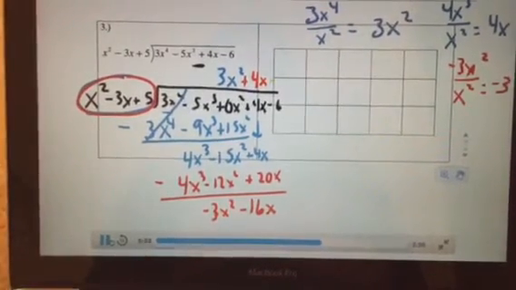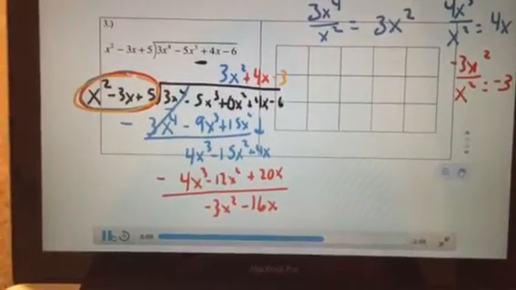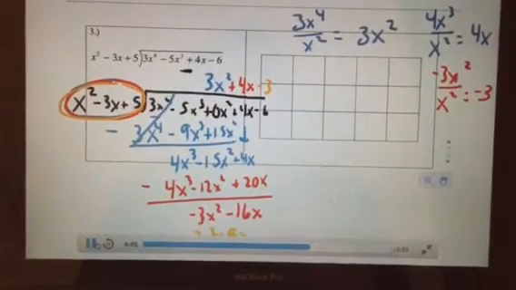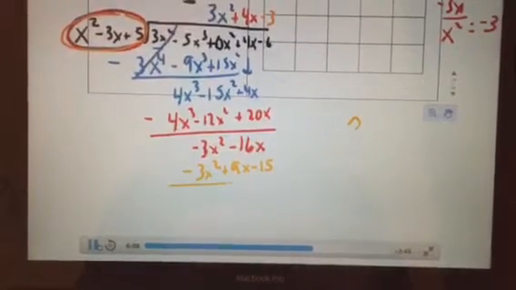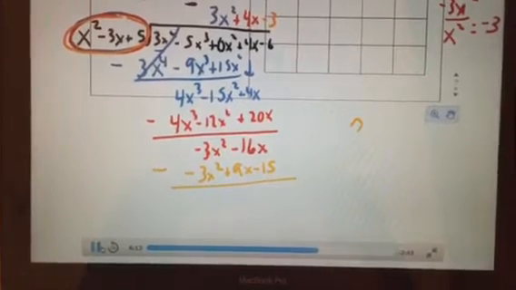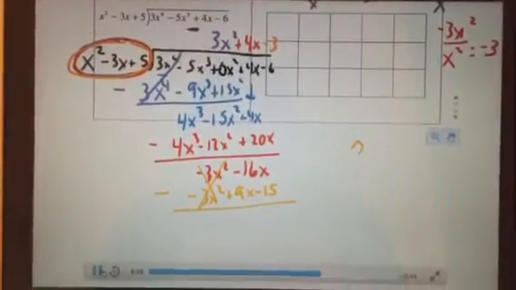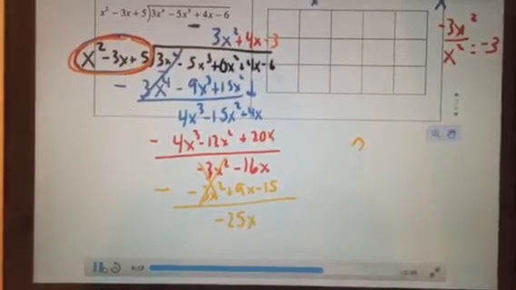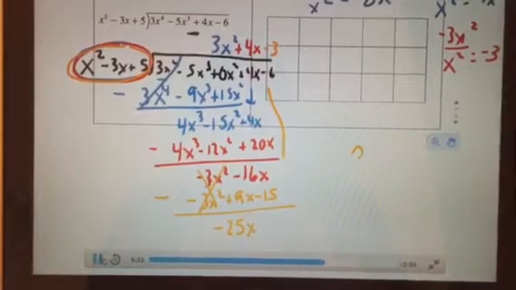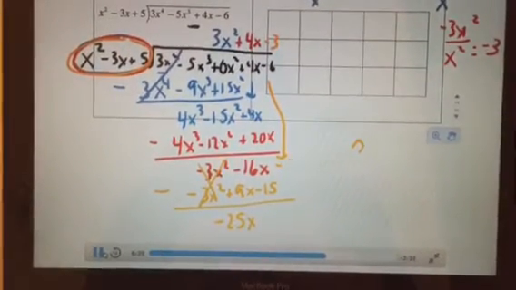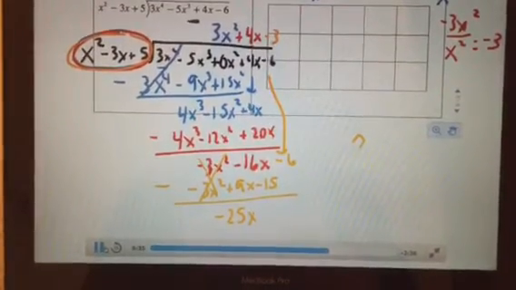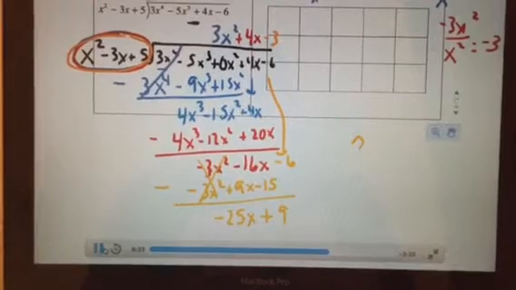So I put minus 3 up top. I take that times my entire divisor. I use the distributive property to get negative 3x squared plus 9x minus 15. Subtract. Negative 3 take away negative 3 is really negative 3 plus 3, which is 0. Negative 16 take away 9 is negative 25x. And I'd forgotten to bring down my next place value, which was negative 6. So negative 6 take away negative 15 is really negative 6 plus 15, which is 9.